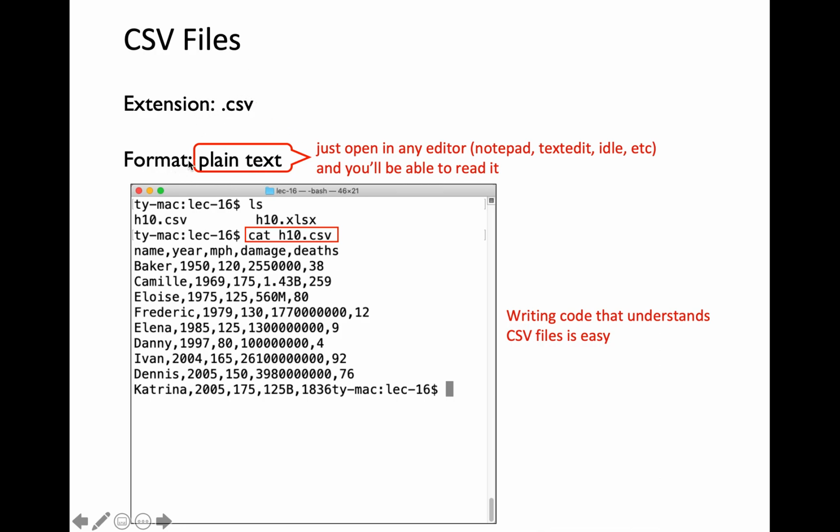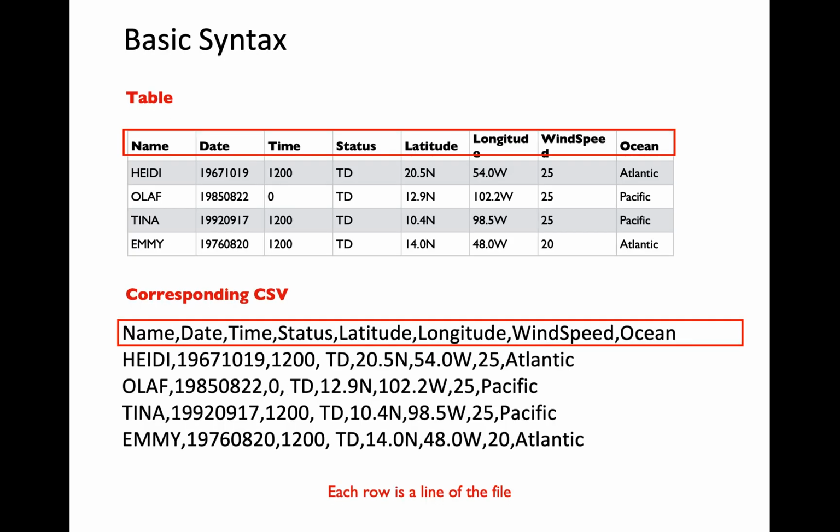They have a plain text file format, meaning that you can open your CSV file in any plain text editor like Notepad, TextEdit, Idle, and so on, and you'll be able to both read the content and edit the content of the CSV file using such editors. You can also use the CAT program to display the content of a CSV file because it has a plain text format. It is very easy for us to write code that understands CSV file format.